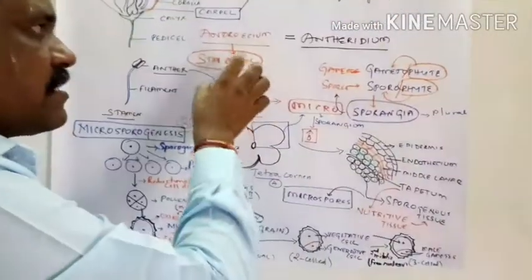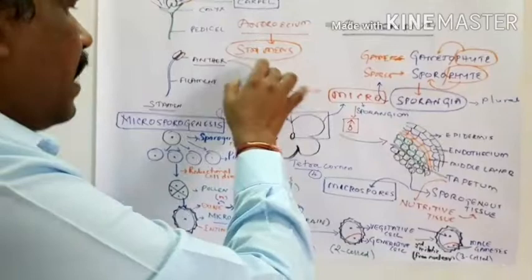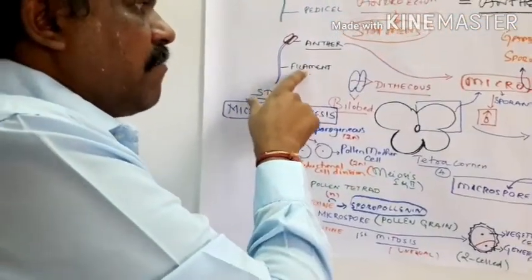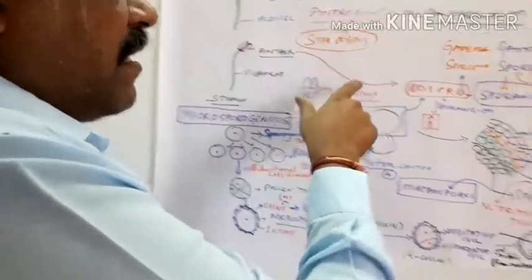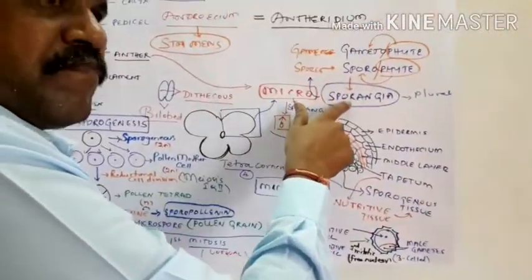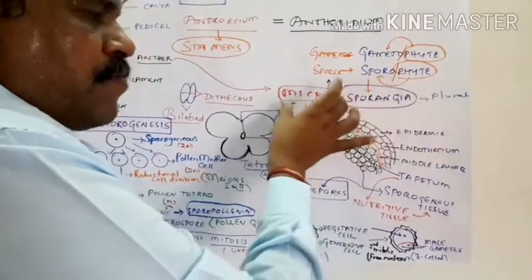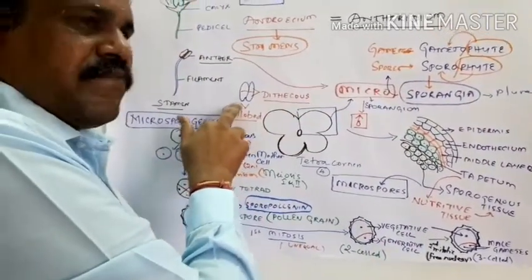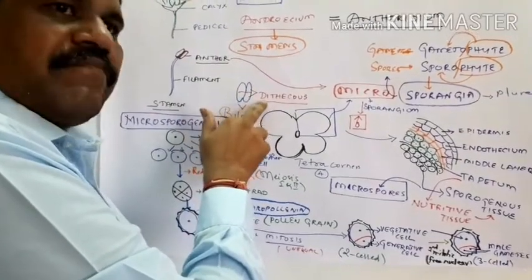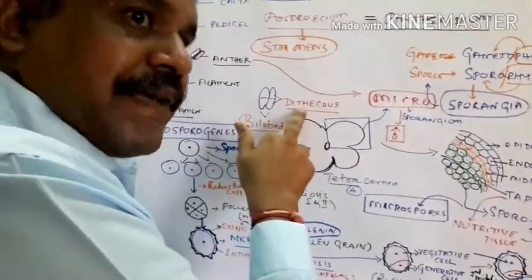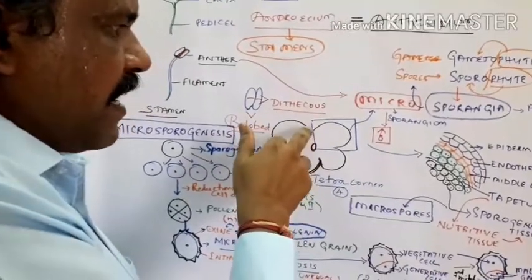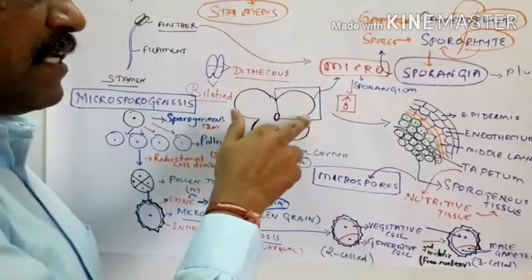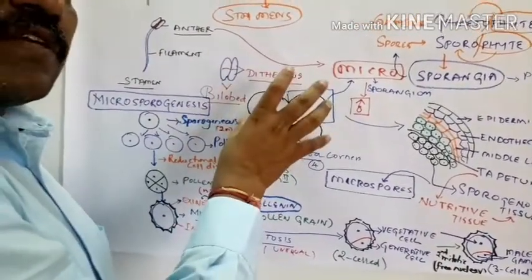Androecium consists of a group of stamens, very good. And each stamen is represented here like this. It has two parts, a filament and the anther. The anther is otherwise called the microsporangia. The anther is a bilobed structure. Each lobe has two theca, so it is called a dithecous anther. If you take a transverse section of the anther, you will find a four-cornered structure.